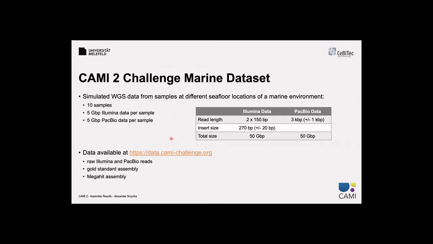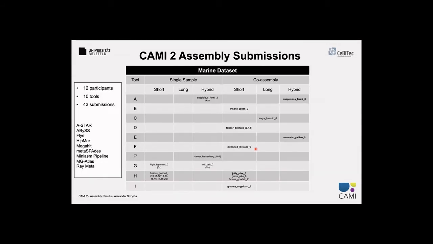So if we look at the marine data set, which is one of the CAMI 2 challenge data sets, we have 10 different samples, 10 different profiles, basically. And for each sample, we generate 5 gigabases of Illumina and PacBio data. And altogether, you get something like 50 gigabase pairs per sequencing technology. All the data is available on the website. So if you want to participate, just go to the website and you can download the data and play around with the data.